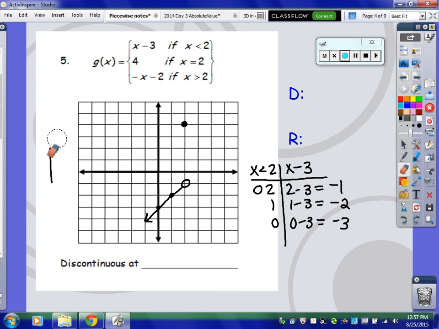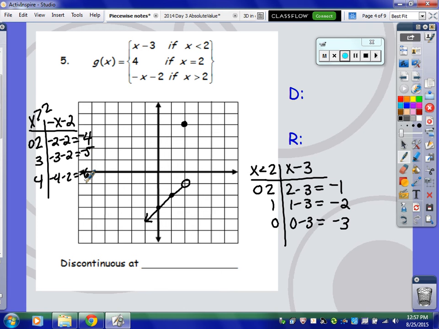All right, let's do our final piece. So one more t-chart. Get yourself all set up. So x is greater than 2 this time, and we have negative x minus 2. So we're still going to start at 2, but it's open. But this time we want to go greater than 2. So say 3 and 4. All right, so plug and chug. We got the opposite of 2 minus 2, which is negative 4. The opposite of 3 minus 2, which is negative 5. And the opposite of 4 minus 2, which is negative 6.